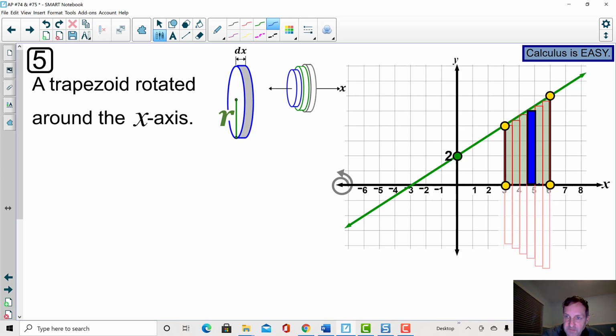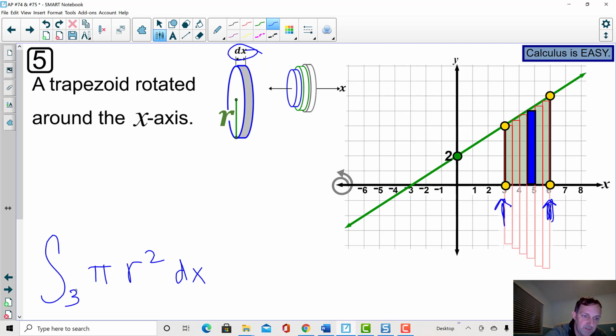Now I want you to notice if I take each rectangle and rotate it around the x-axis, I'm going to get a bunch of disks that look something like this. So again, just one disk would be something like this. And that'll help me because I'm going to do the integral. And the volume of one disk is just going to be pi r squared. You'll notice that the width or the height of each disk is just going to be dx. And of course, my x is going to go from 3 all the way to 6. So I'm going to fill in those disks from 3 all the way to 6. And the hard part is always finding the r.